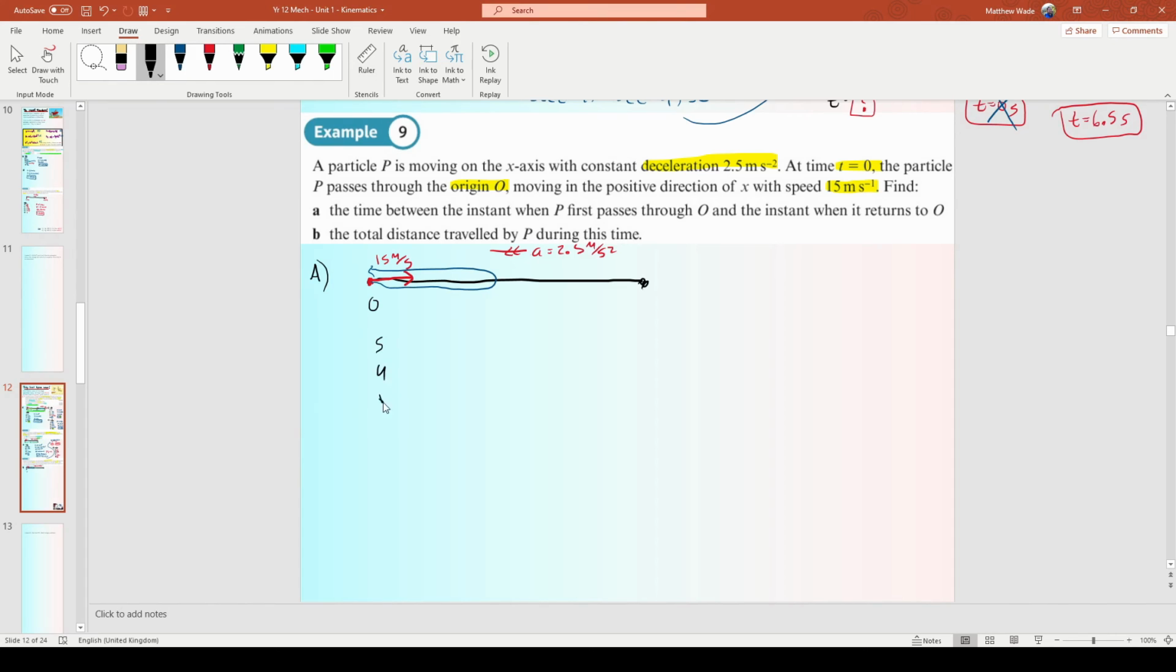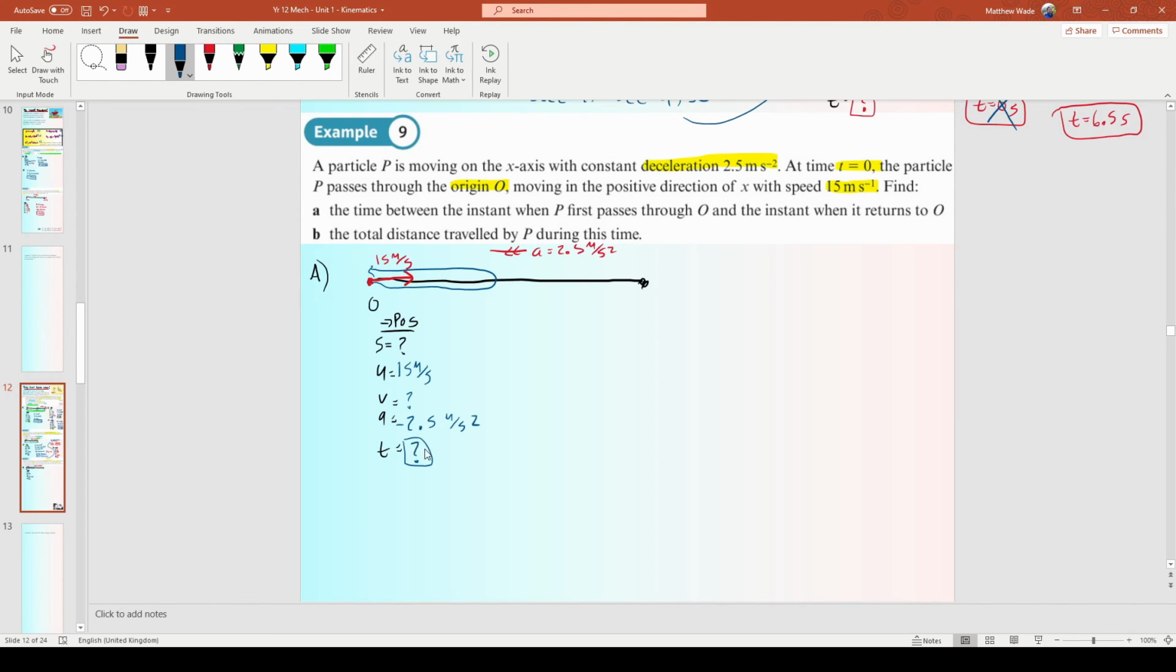SUVAT. Pick a direction to be positive. I'm going to pick right because the motion is positive. What distance does it go? Well, we don't actually know. What's the initial speed? 15 meters per second. The final speed, don't know. Acceleration, well, it's 2.5, but it's 2.5 to the left. So minus 2.5 meters per second squared. And the time is what we want. We want t.